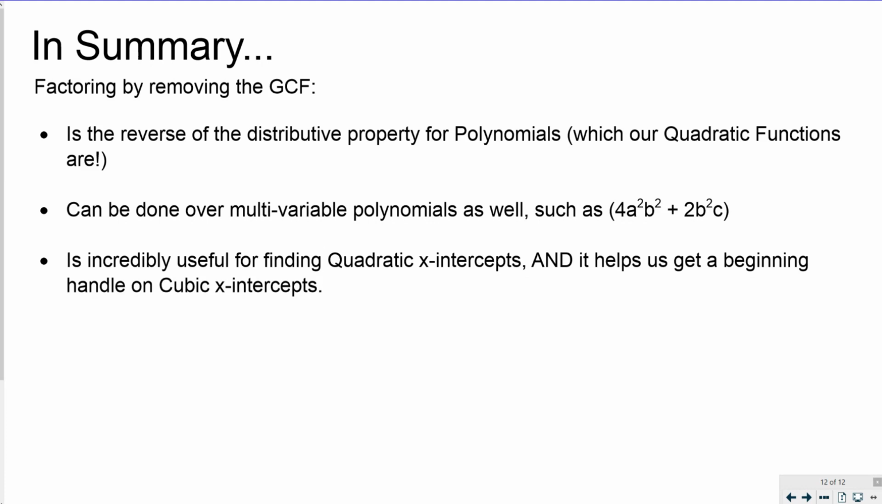So in summary, guys, factoring by removing the GCF is the reverse of the distributive property for polynomials. And our quadratic functions are definitely polynomials. We can do GCF factoring over multivariable polynomials as well, such as 4a squared b squared plus 2b squared c. They would each have a 2b squared in common. And it is incredibly useful for finding quadratic x-intercepts when you don't have a constant term, and it helps us get a beginning handle on finding cubic x-intercepts.